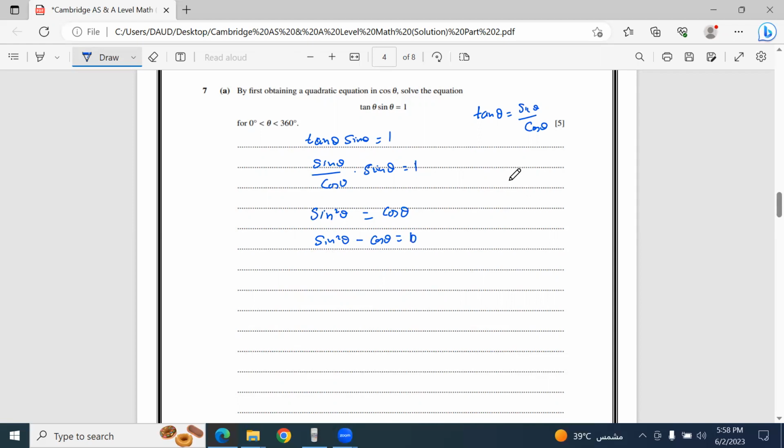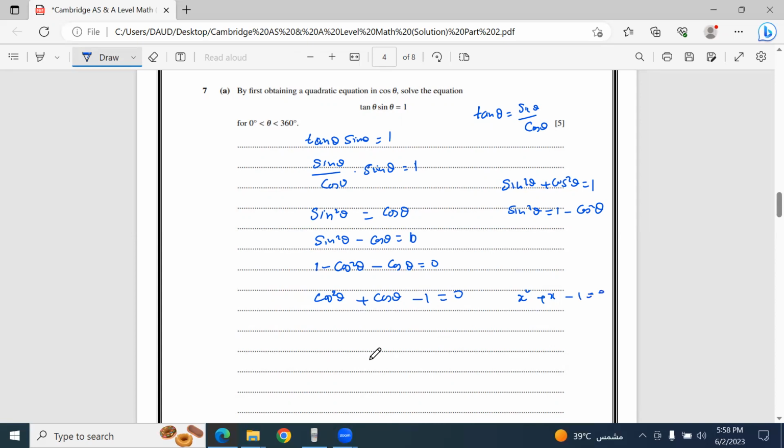And we know sine square theta plus cos square theta equals 1. It means sine square theta equals 1 minus cos square theta. Apply this formula, so 1 minus cos square theta minus cos theta is equal to 0. We can rearrange, multiplying by minus, so cos square theta plus cos theta minus 1 is equal to 0. This is quadratic form. It is the same as x square plus x minus 1 is equal to 0.